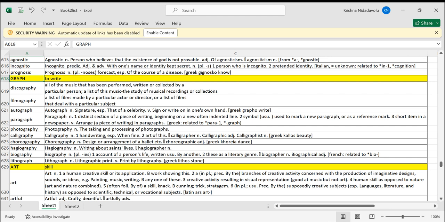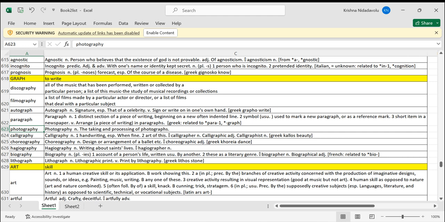Autography. Auto is self. Self-writing. Autography is the life story when that same person writes about himself. An autograph is a signature. Autobiography of Mahatma Gandhi, for example. Similarly, photography. Taking of photographs. Writing of photographs, that is.